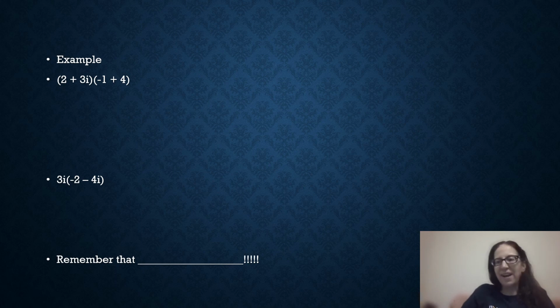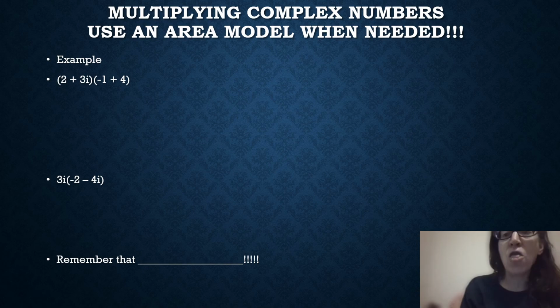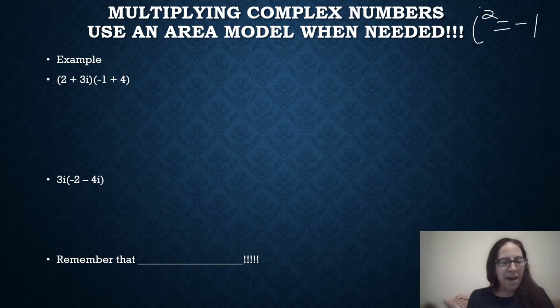Okay, this one, I have a weird animation on the title, which is weird. So this is multiplying complex numbers. Use an area model when needed. Okay, so we are going to use an area model, and we're going to remember the other definition for the imaginary number, which is i squared is equal to negative 1. So I mentioned earlier in the lesson that it's kind of nice to have those two definitions handy. It's the same definition, it's nice to have the two different forms handy.